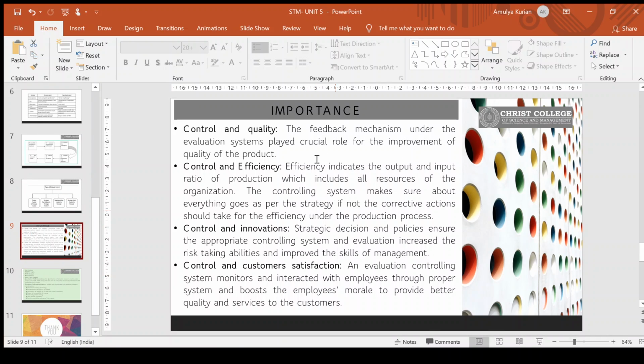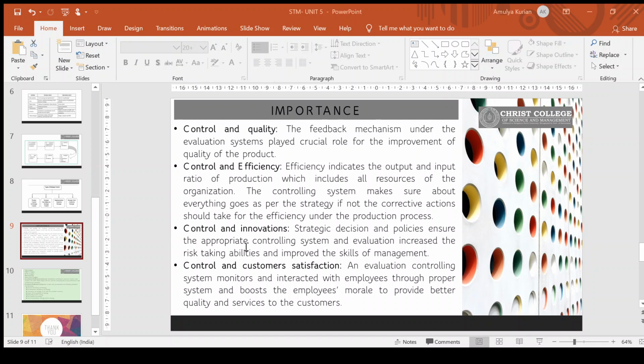Next, what is the importance of strategic control? First one, control and quality. Quality of the products or services indicates the success and progress path of the organization in the competitive world. So this feedback mechanism in the evaluation system plays an important role in improving the quality of the products. Second one is control and efficiency. Efficiency means the output to input ratio of production. The controlling system makes sure everything goes as per the strategy. If not, corrective action should be taken.